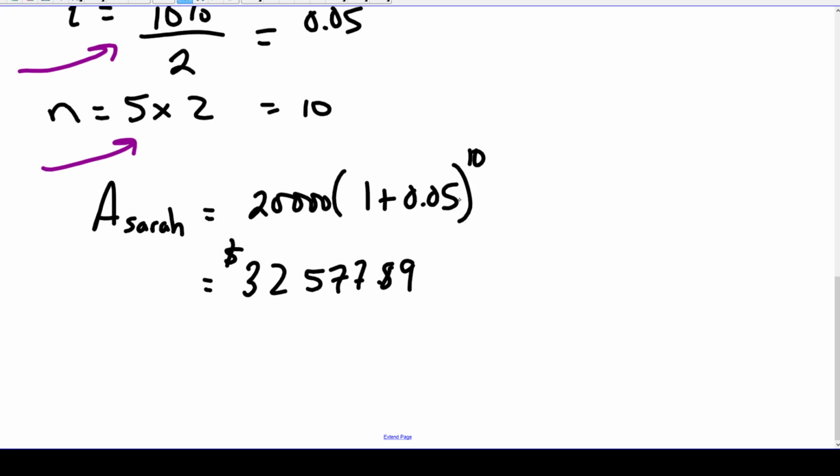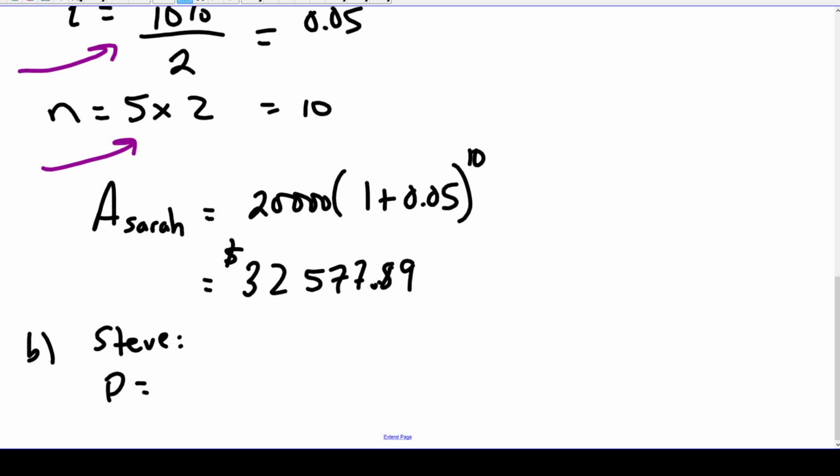Not too shabby for a 10-year period, right? You're starting with 20,000, you've made $12,577.89. So if you just look at the difference between those two, that's the amount of interest you've gained. Let's look at Steve.